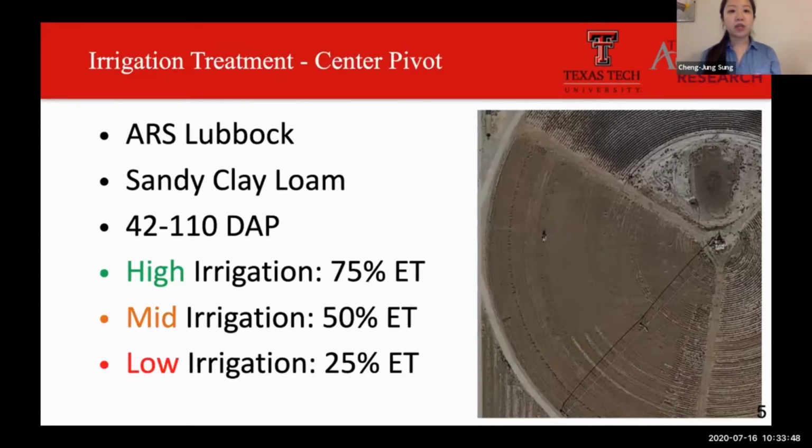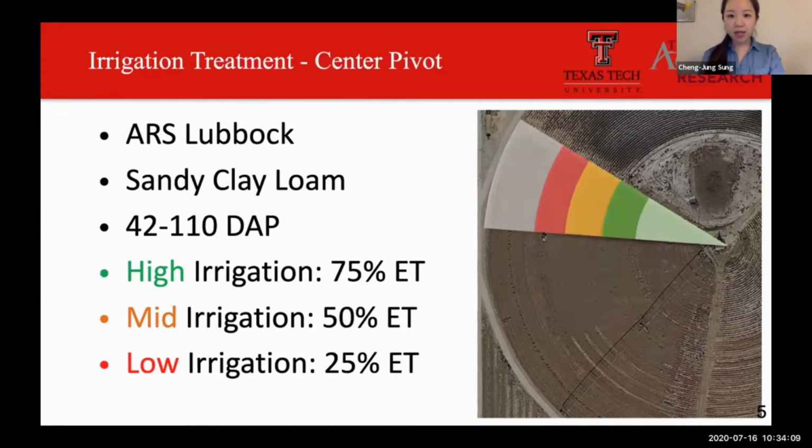So for the irrigation treatment, we use the center pivot in USDA ARS in Lubbock. And the soil type here is sandy clay loam, and also we irrigate the plants during 42 to 110 days after planting. So from the figure at the right side, you can see that the high irrigation were performed in the area of the green, and the low irrigation were performed in the red area, while the mid irrigation were treated in between the high and low irrigation areas.